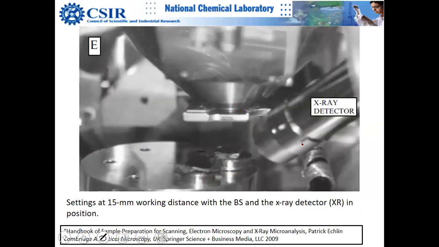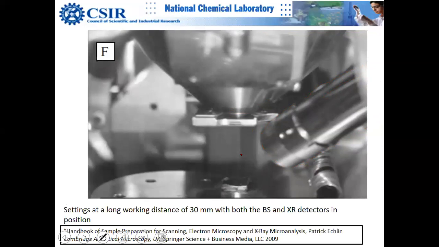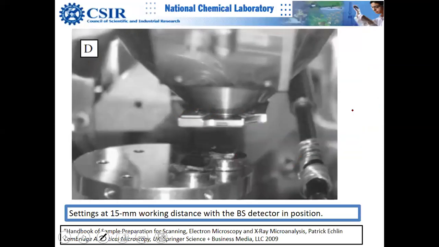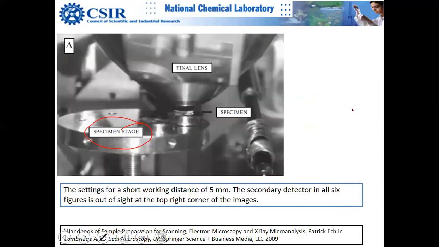Here is the specimen stage at 15 millimeters, and now you can see this is the X-ray detector. If you want to collect the X-rays, you have this detector, and this is an even larger working distance, 30 millimeters, with the backscatter detector and X-ray detector both in place. So there are a variety of ways you can do that. More working distance means more detectors you can place at that point.